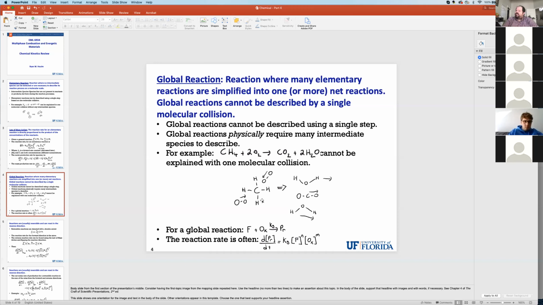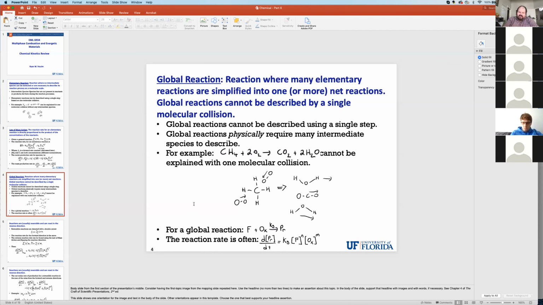In reality, what happens is this O2 molecule will impact. If you think of this big CH4 molecule, what is O2 going to be more likely to strike? It's going to be more likely to strike one of these H atoms basically hanging off to the side.